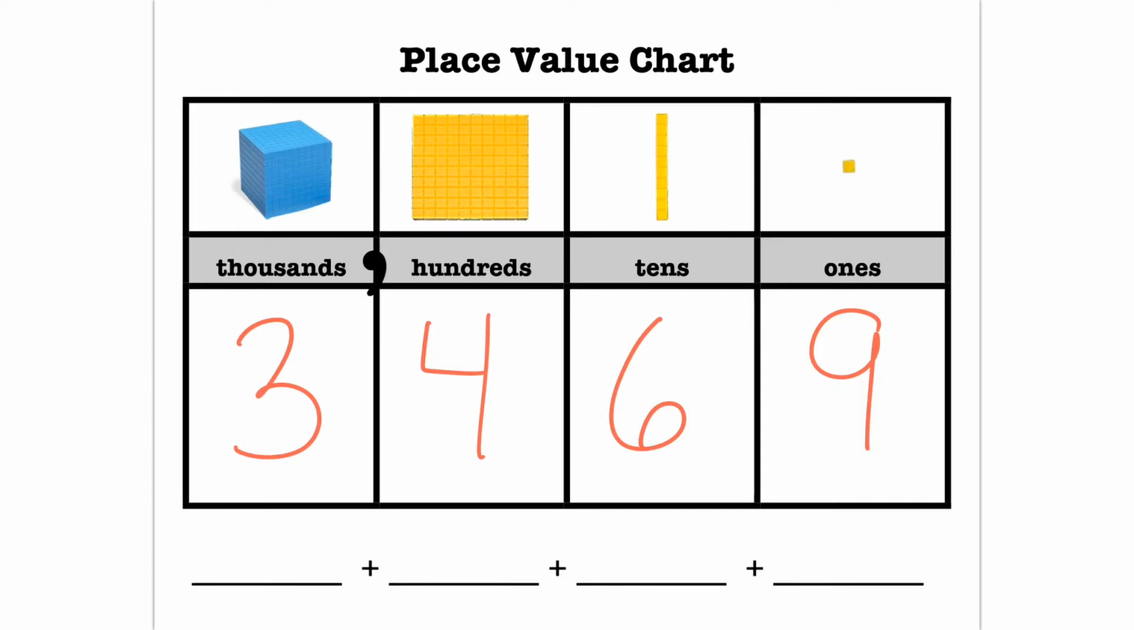So as we see, if we look at this number, 3,469, our 3 is in the thousands place. Our 4, just after the comma, is in the hundreds place. Our 6 is in the tens place, and our 9 is in the ones place.